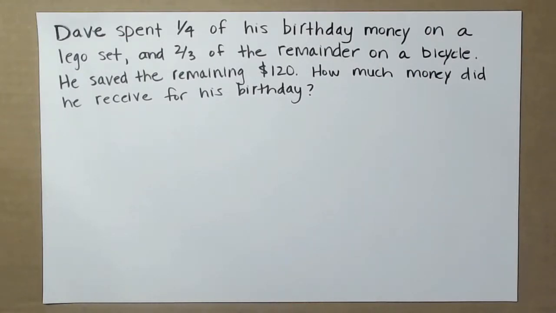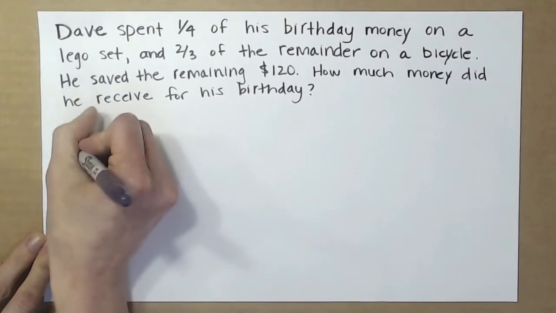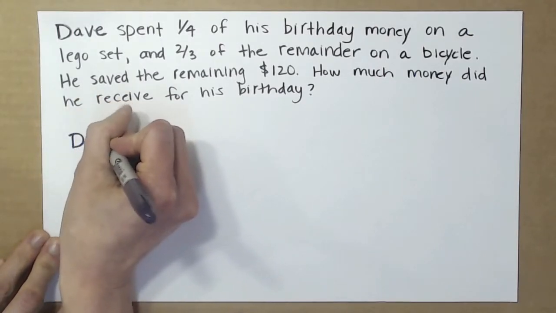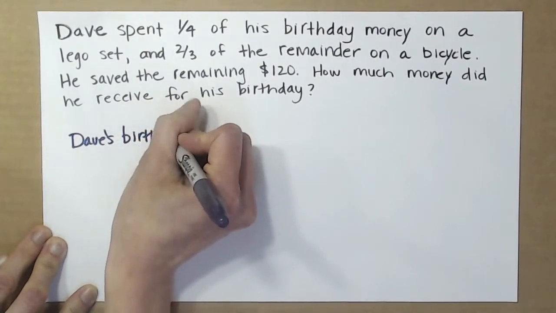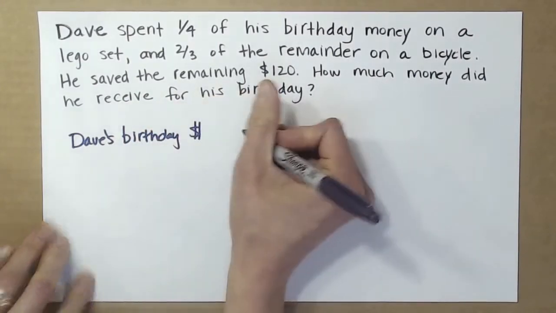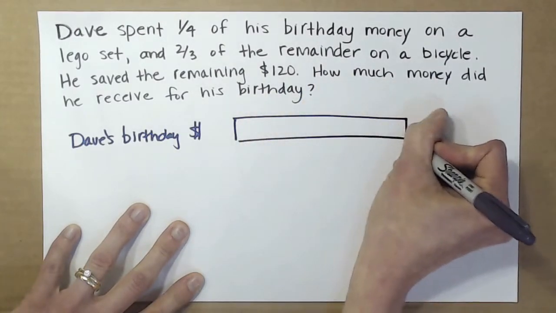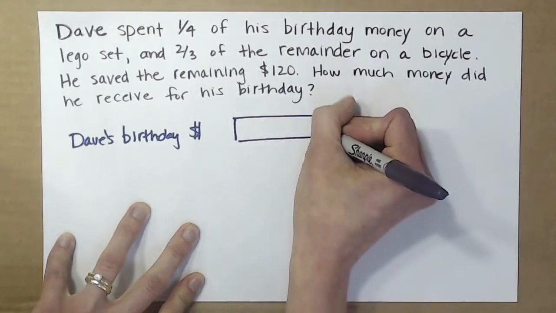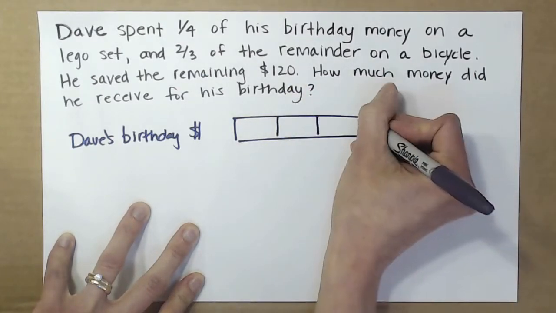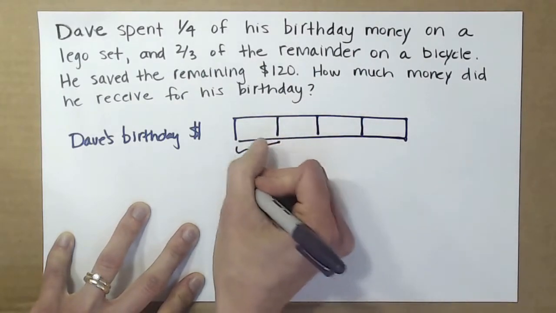Dave spent 1/4 of his birthday money on a Lego set. So we can easily show this. We have Dave's birthday money. And we'll represent his birthday money with a bar model. And he spent 1/4 of it on a Lego set. So we'll split it into fourths. And 1/4 of it he spent on a Lego set.